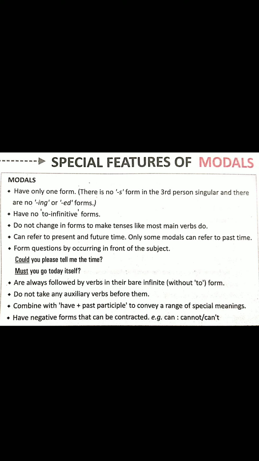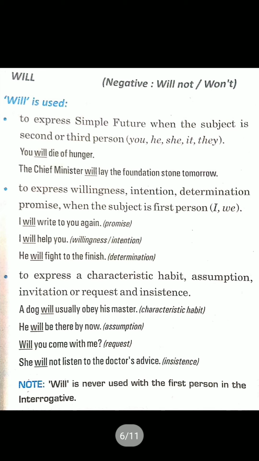They have negative forms that can be contracted, for example, can, cannot, or can't. We can use this in negative forms also, and it can be contracted then. Cannot can be written as can't also. So these are some special features of modals. Now let's do it in detail.